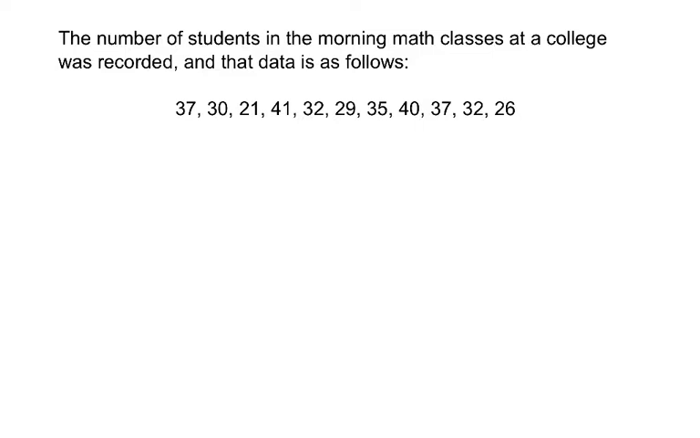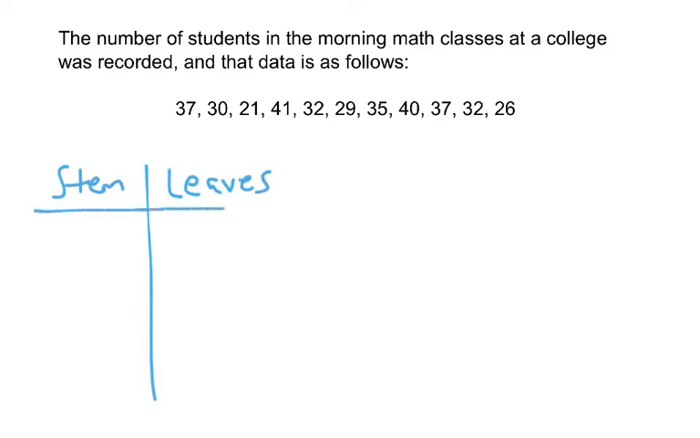I can see that I've got tens digits and ones digits here. So the shorthand I'm going to use is that my stem is going to be made up of the tens digits, and then my leaves are going to be made up of the ones digits. If I look at my data, I have 30s, I have 20s, I have 40s, and that's everything. So my stems, I'm going to need 20s, 30s, and 40s. So my tens digits go in the stem.